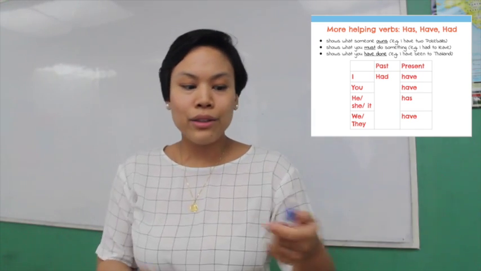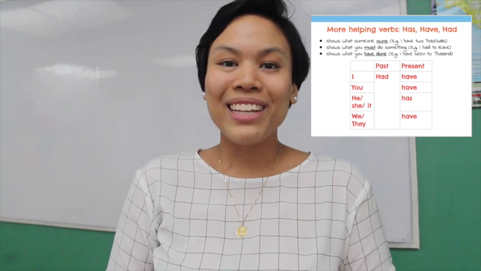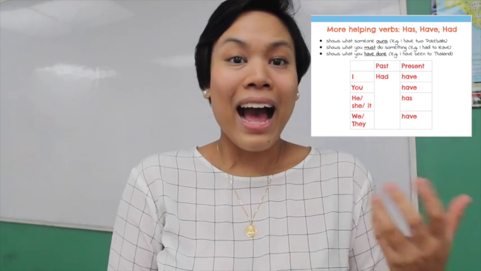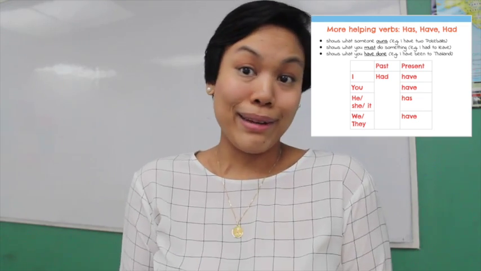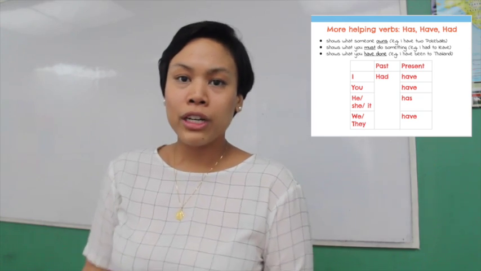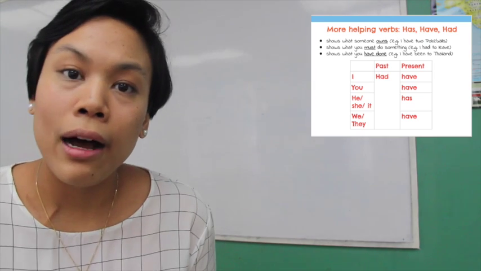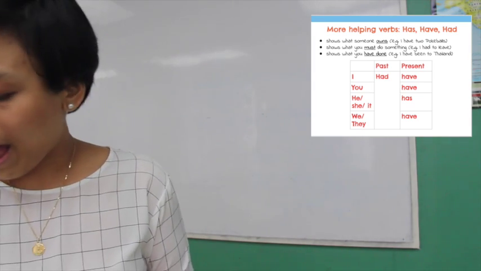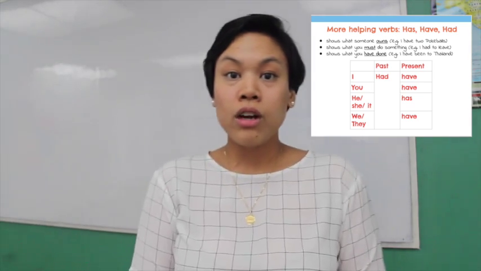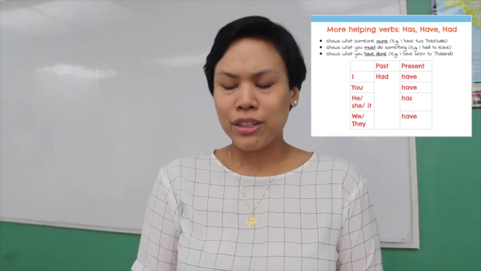Or he had to dance the Macarena in his school yesterday. It's something that he had to do, maybe not something that he wants to do, but something that he had to do. Can you use the word has, have, or had in a sentence to show what you have to do, what you must do, or what you had to do? And then call on 2 to 3 learners to answer.